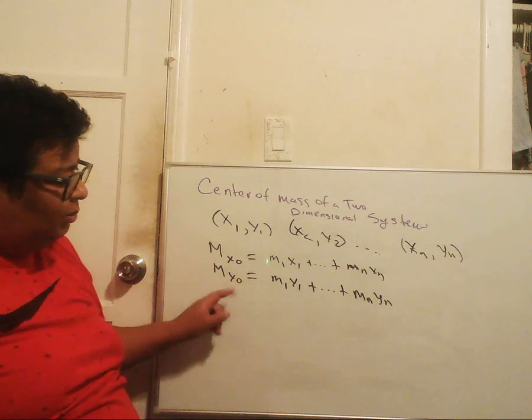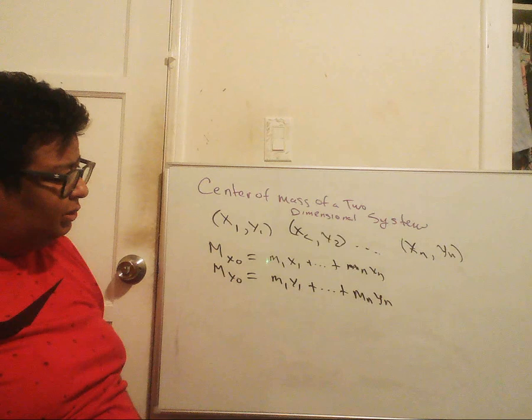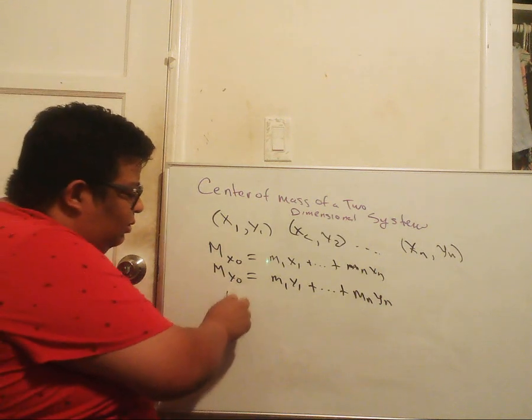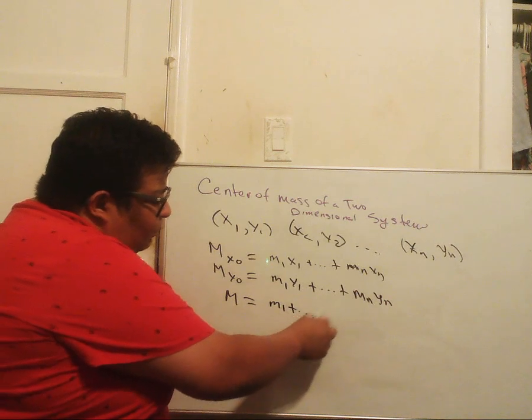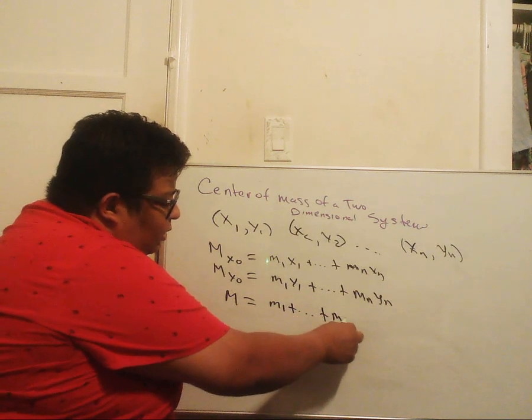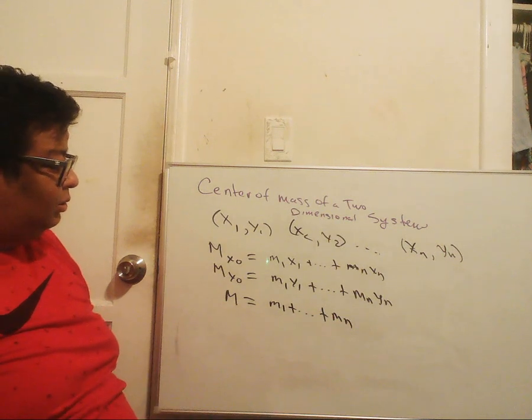Remember, for the one-dimensional system we have the total mass. This one doesn't matter, so it's still going to be the same. So m is equal to m1 plus all the way to mn. So it's the total sum of the masses.